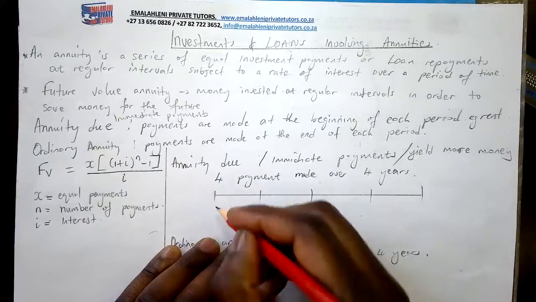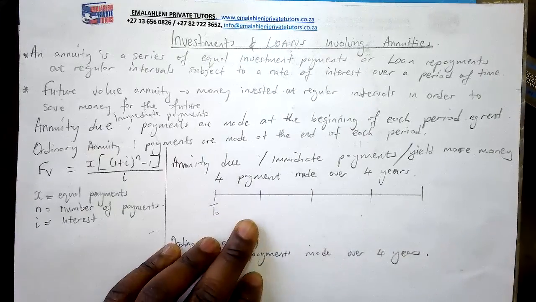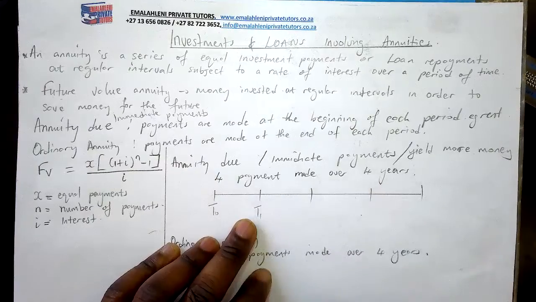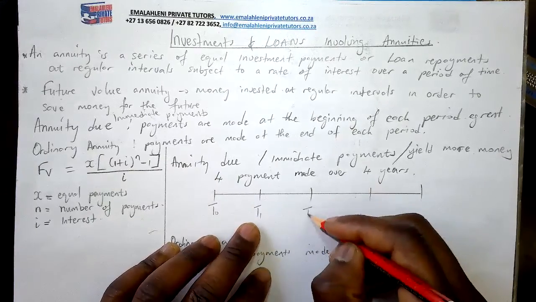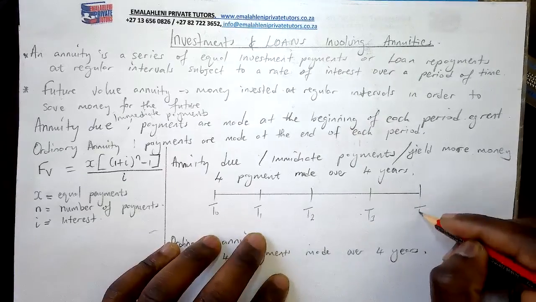Okay. So we're saying we have T0. So T0 is the beginning of the year. Then we're saying end of the year, we've got 1 year. At the end of the second year, we've got 2 years. We have got the third year. Then we've got the 4th year.